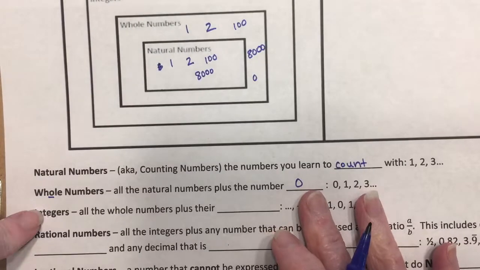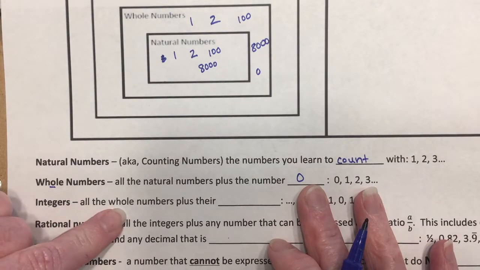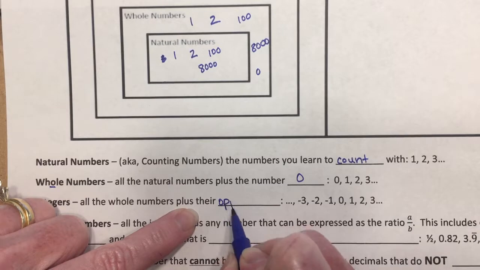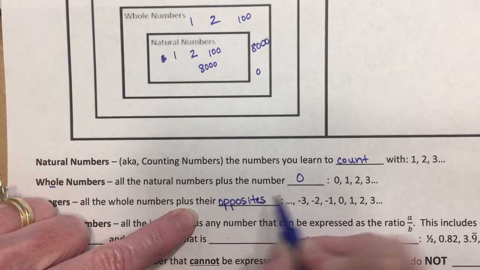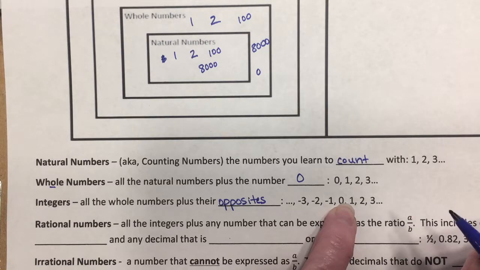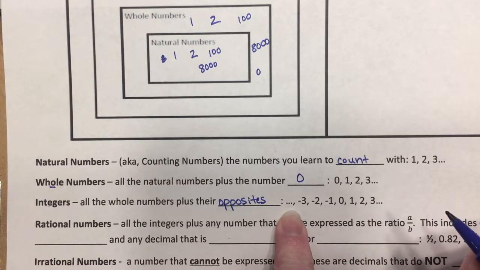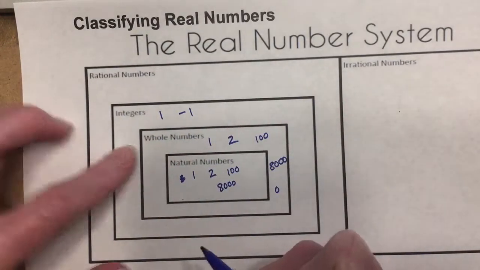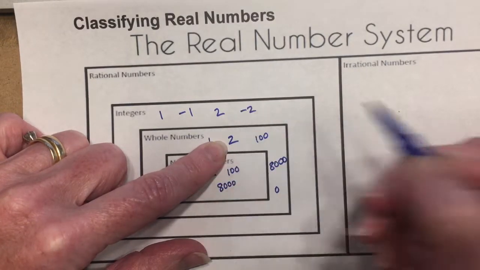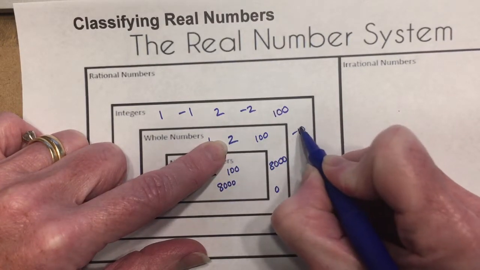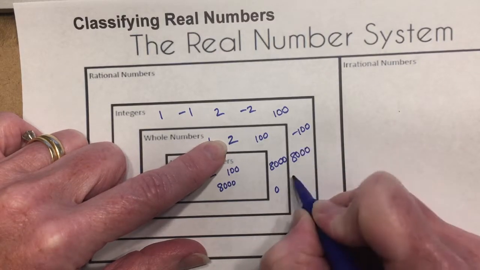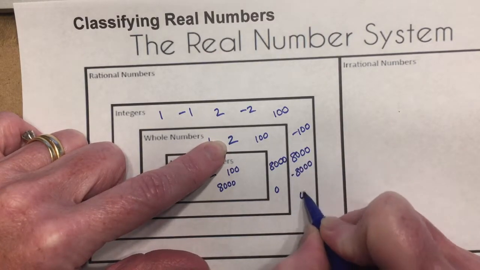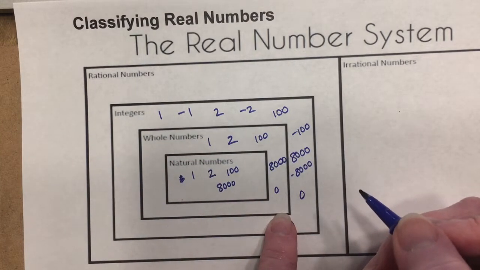Then you have your integers, the next set of numbers. They're all the whole numbers plus all their opposites. If I have 1, the opposite of 1 would be -1. If I have 2, the opposite of 2 would be -2, and 3 would be -3. So it's all of these numbers I had before, but also all their negatives. It's going to be 1, but also -1; 2, but also -2; 100 and -100; 8,000 and also -8,000; and then 0. But the opposite of 0 is still 0.